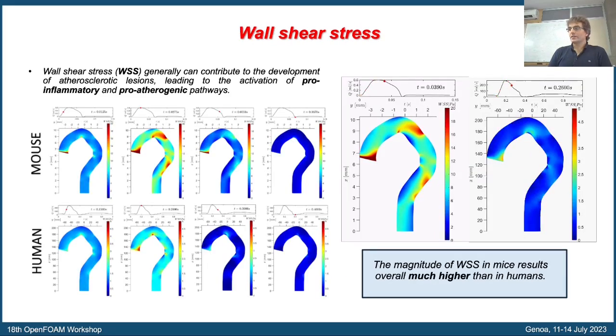You see that the wall shear stress is much larger in the mouse case than in the human case. Indeed, this is the main reason why the aortic arch is critical for a mouse, because large shear stresses are strongly correlated to the formation of atherosclerotic plaques. This is mainly because platelets will start to form aggregates in the presence of large shear stresses.